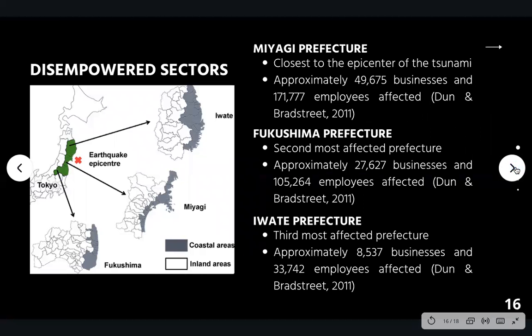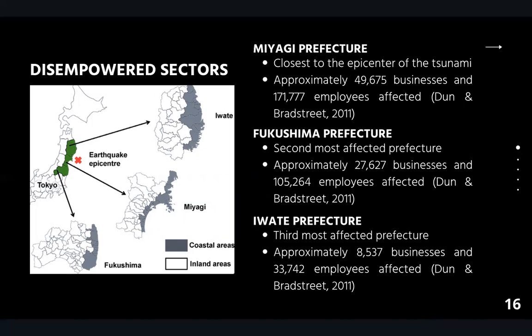Okay, so for the disempowered sectors, as mentioned earlier, are Miyagi, Fukushima, and Iwate prefectures. These are the three most affected by the disaster. So the Miyagi prefecture is the closest to the epicenter of the earthquake and the tsunami. Approximately 49,675 businesses and 171,777 employees were affected.